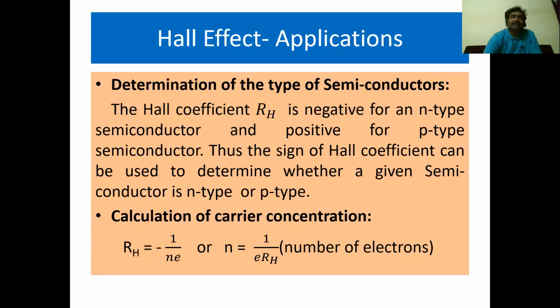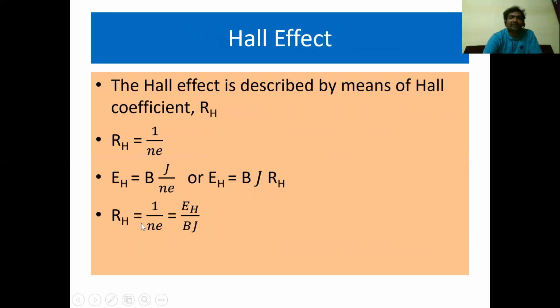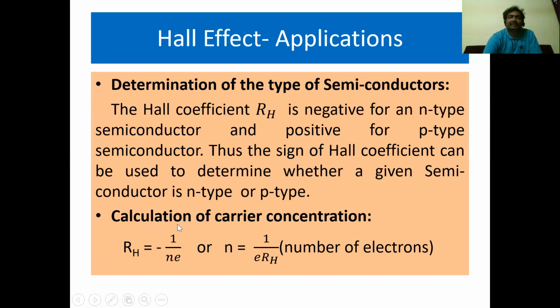Let us see some applications of the Hall effect. Determination of the type of semiconductor. As I told you, the Hall coefficient RH is negative for n-type semiconductor and it is positive for p-type semiconductor. So what is the basic expression for RH? RH equal to EH by BJ. So for a p-type semiconductor, the Hall electric field developed is plus EH by BJ. If RH is positive, then that is a p-type semiconductor. For a n-type semiconductor, the EH value becomes negative, minus EH. So if RH is negative, then that is a n-type semiconductor.